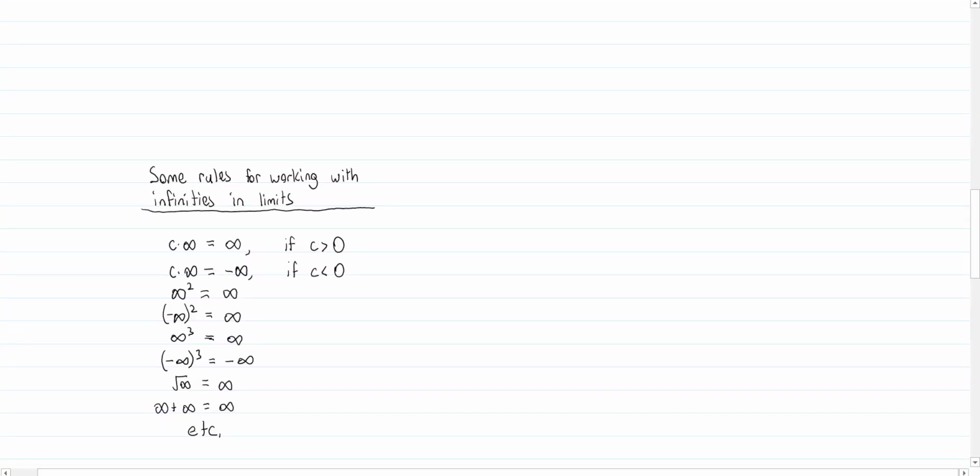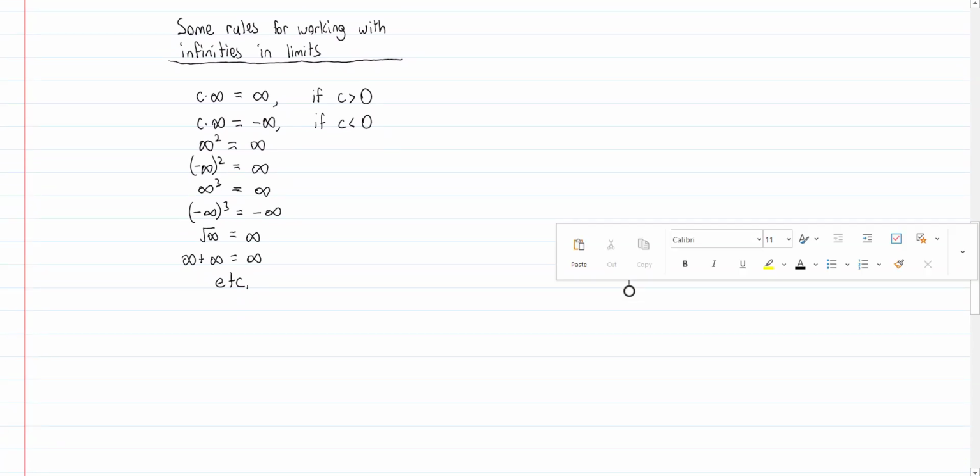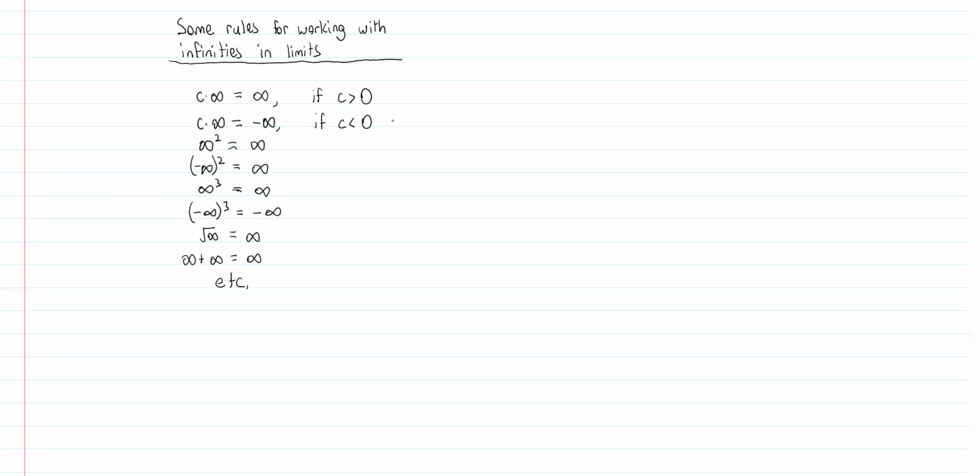Okay, so here are some rules for working with infinities in limits. So earlier we saw how 2 times infinity is infinity. More generally, any positive number times infinity will be infinity. On the other hand, a negative number times infinity will be negative infinity. That makes sense because when you multiply a negative with a positive, the result should be negative.